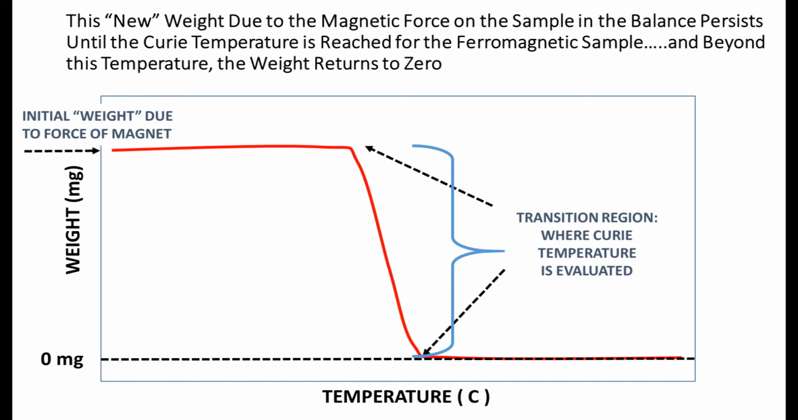A plot of the sample weight versus the sample temperature after the magnet is applied yields a transition used to define the Curie temperature.